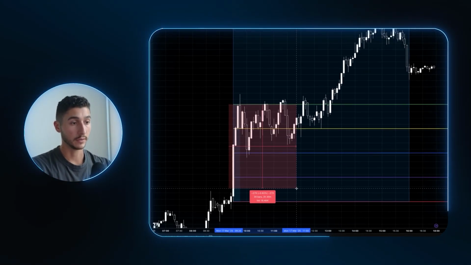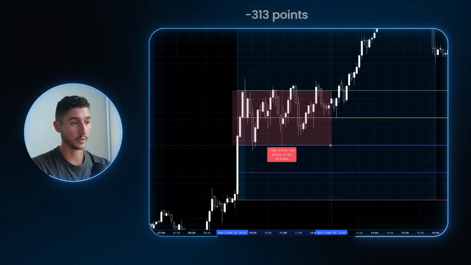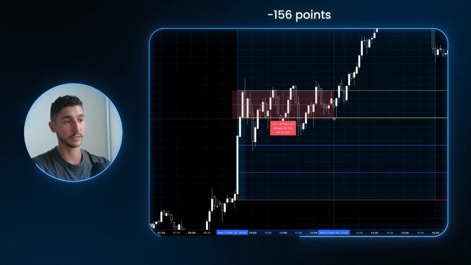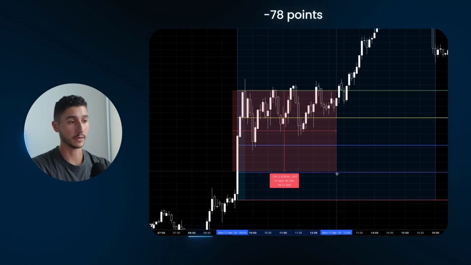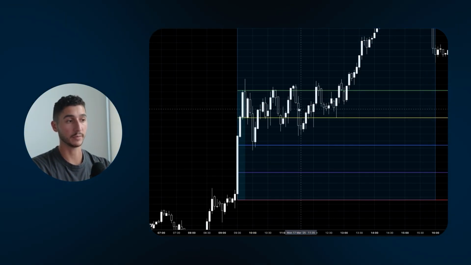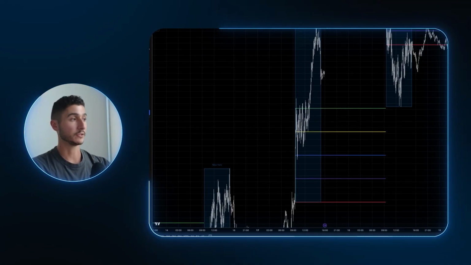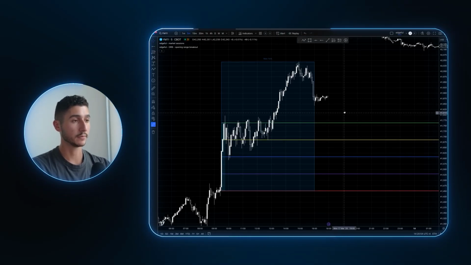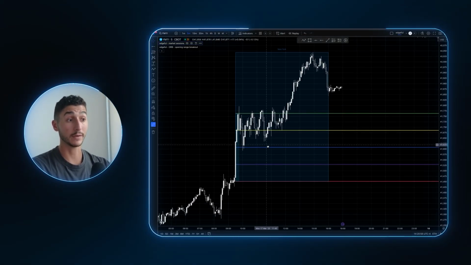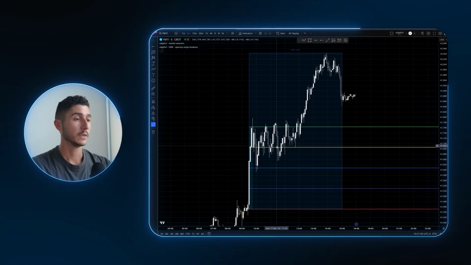So here, this ORB was 313 points. The halfway point is this blue line, 156. 25% from the high is 78. Right over here, 75% from the high. It doesn't really matter. These are the levels. The indicator will do this for you every single day. So it's not just on this day, it's every single day. So you don't have to worry about plotting them yourselves or even figuring out what they are. All you have to do is have the indicator up.